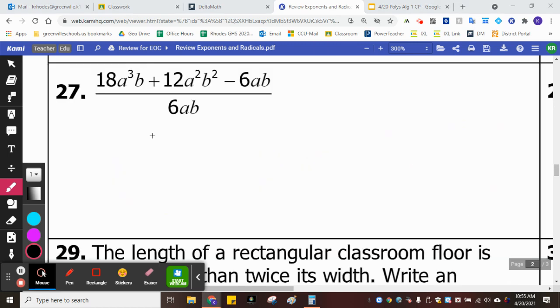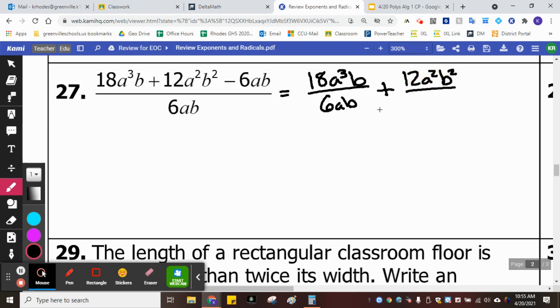All right, with dividing, we're only going to be dividing by a monomial. And you don't use the box method. You just divide each term on top by the one on the bottom. So we'll write that out. So 18a cubed b is going to be divided by 6ab. And we have a plus sign in the middle. 12a squared b squared is going to be divided by same bottom, 6ab. And a minus sign. 6ab over 6a. And then you just simplify each term individually.